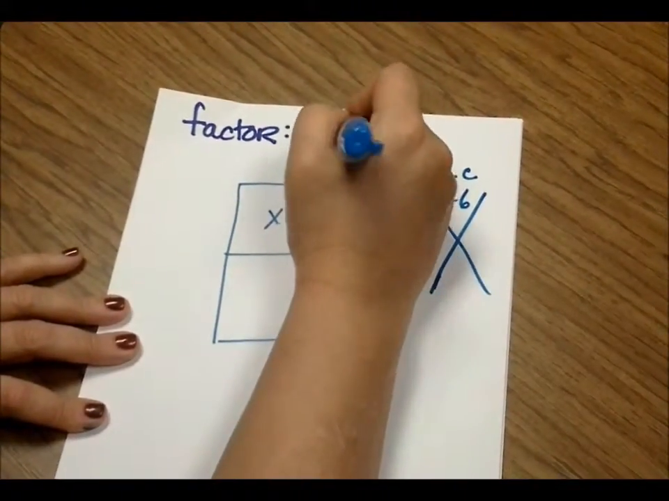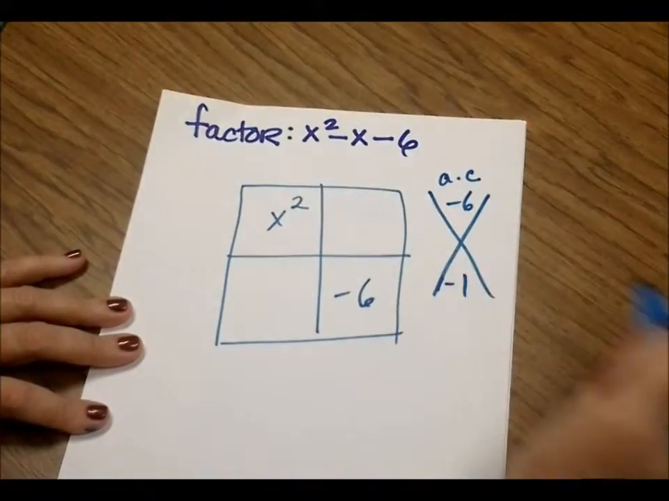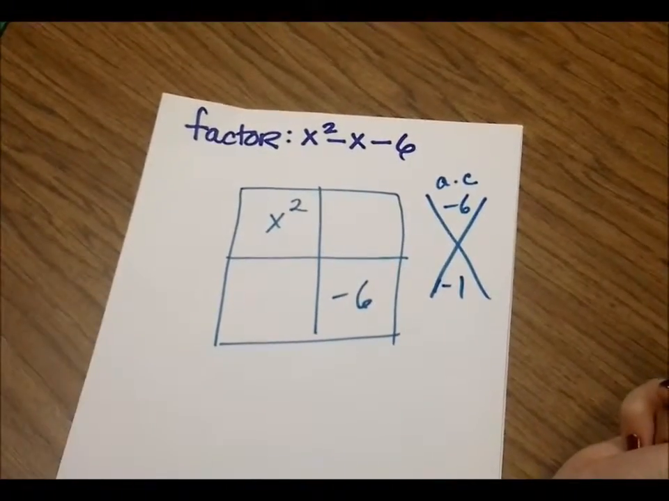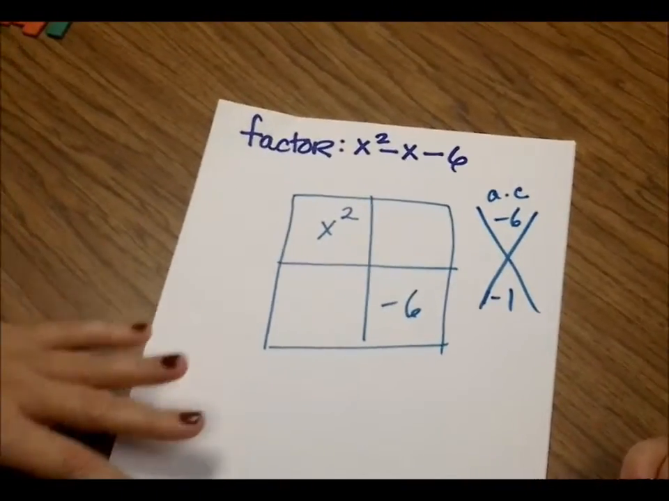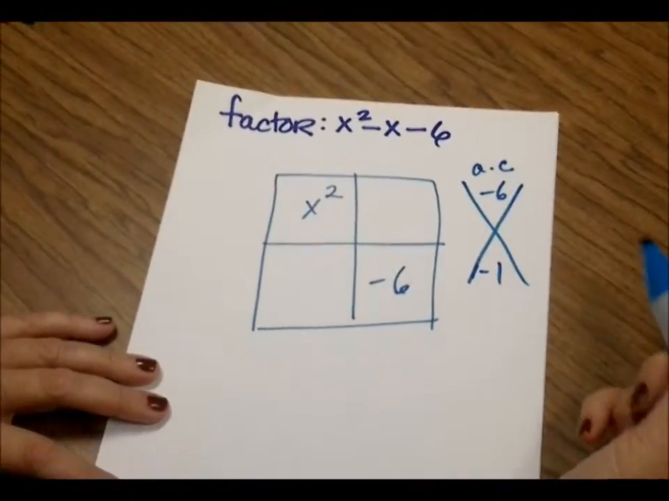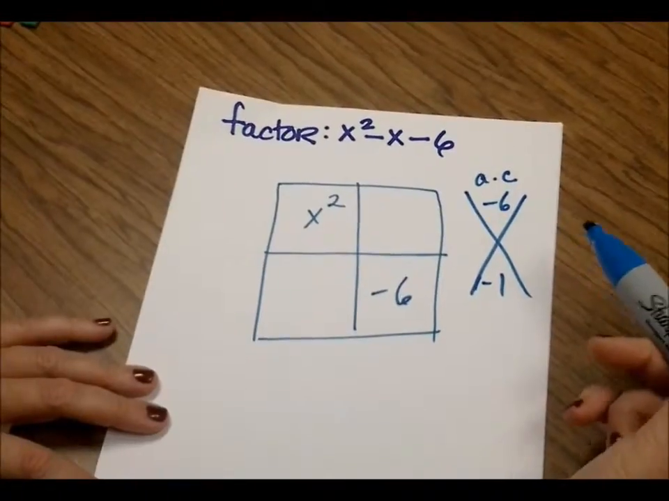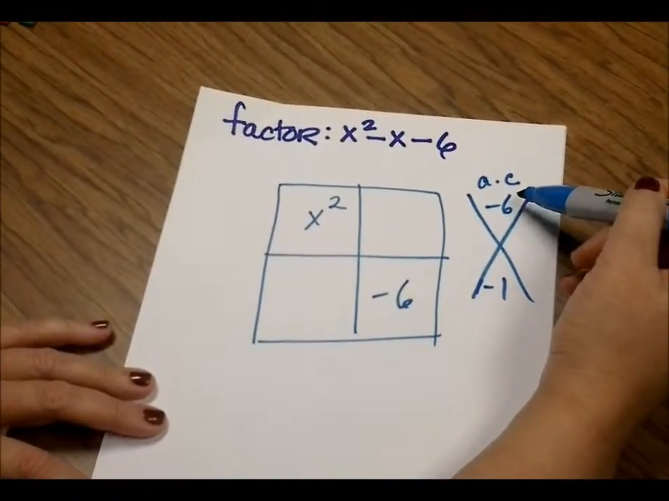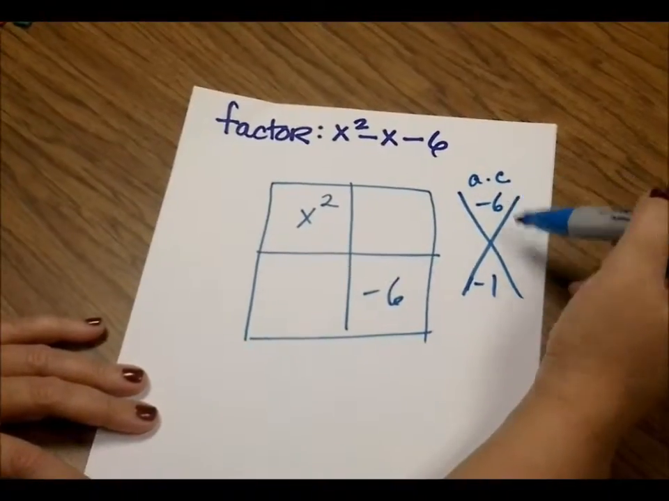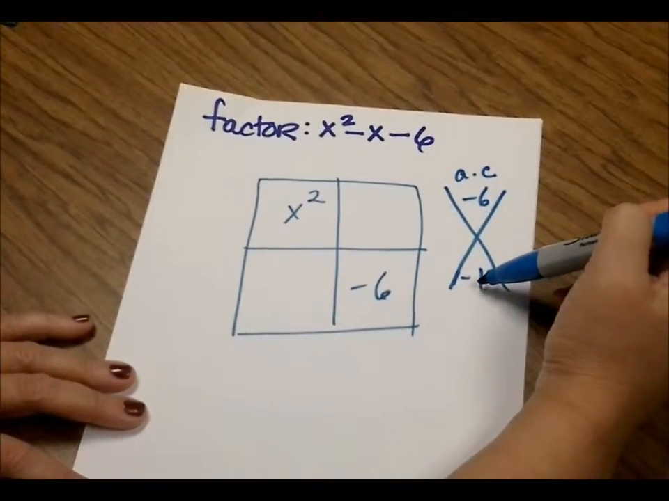My coefficient to that x is negative 1. You may want the students to be writing that negative 1 in the problem themselves so they see that there is a constant there even though we don't write it. So I'm looking for two numbers that multiply to give me negative 6, so one has to be a positive and one has to be a negative, and adds to give me negative 1.